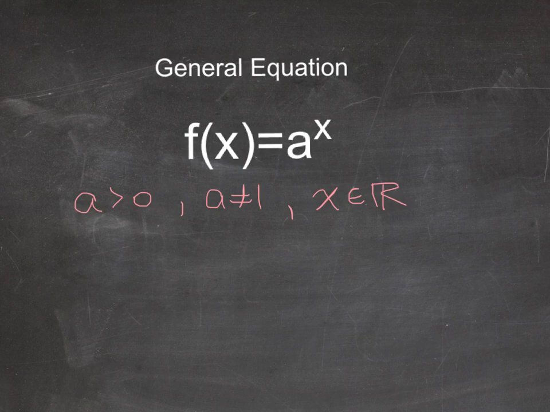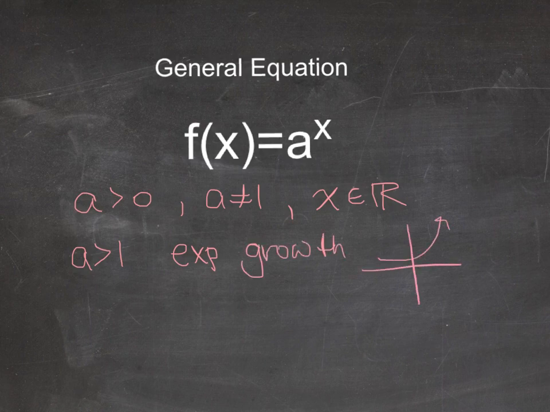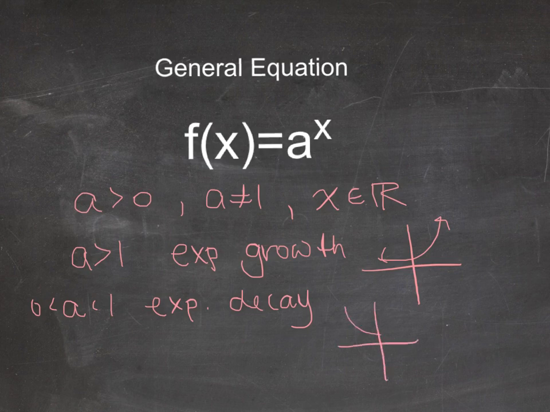So if my a value is greater than 1, then I'm going to have exponential growth. Okay, so it'll look like what we saw before where you're growing like that. If my a value is between 0 and 1, so if it's a fraction, I'm going to have exponential decay. So what that looks like is that I'll flip it, and as the x values increase, my function will decay. Okay, so some basic properties of it.